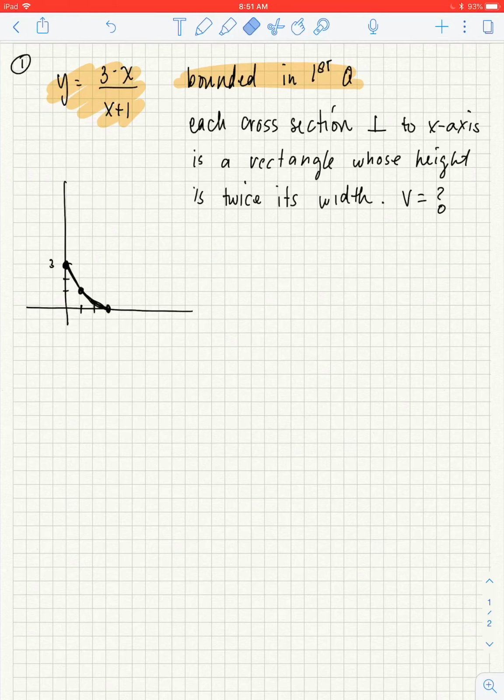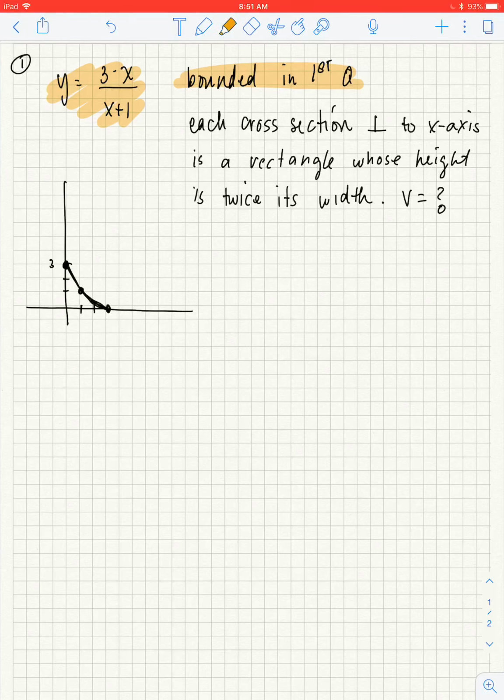And then going over cross sections, right? So if it's perpendicular to the x-axis, draw your rectangle perpendicular to the x-axis, and then you can see this is the base of the rectangle that they're talking about. This is the base of the rectangle. So to find area of a rectangle, we know it would be height times width, length times width, whatever you want to use, but I'm using height and width here.